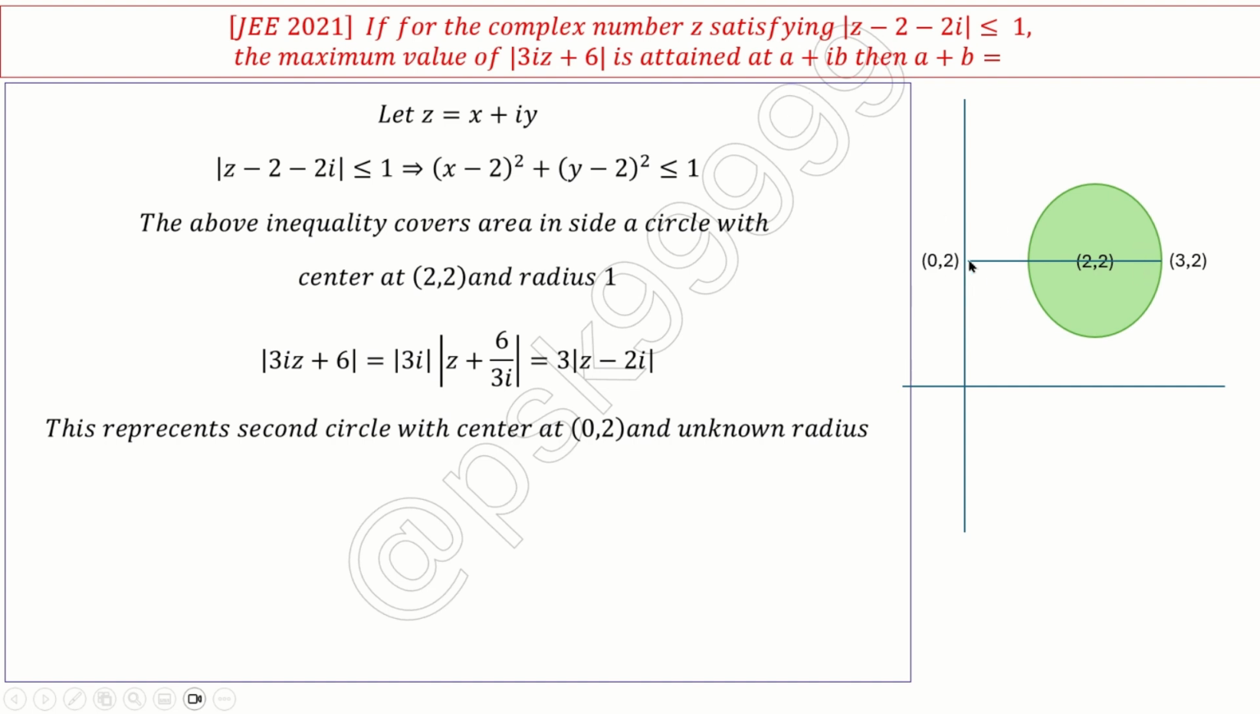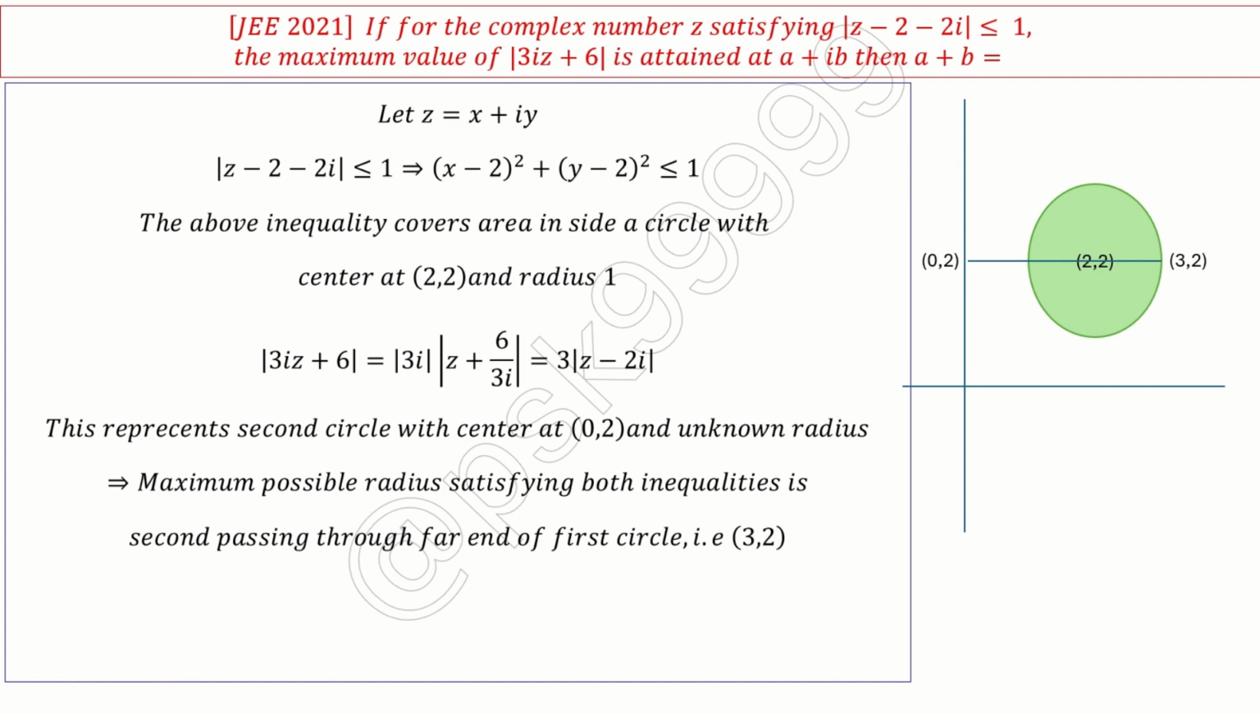Where is that? That is simple. If I draw a line from (0, 2) to the center of the circle, it will go and hit the other side of the circle, because this is the diagonal. This is the maximum distance in a circle. So the maximum distance is possible at the point (3, 2). At (3, 2) I will attain the maximum value of modulus of 3iz plus 6. Once you understand this, it is very simple. So a plus ib equals 3 plus 2i, which means a plus b equals 5. This is the answer.